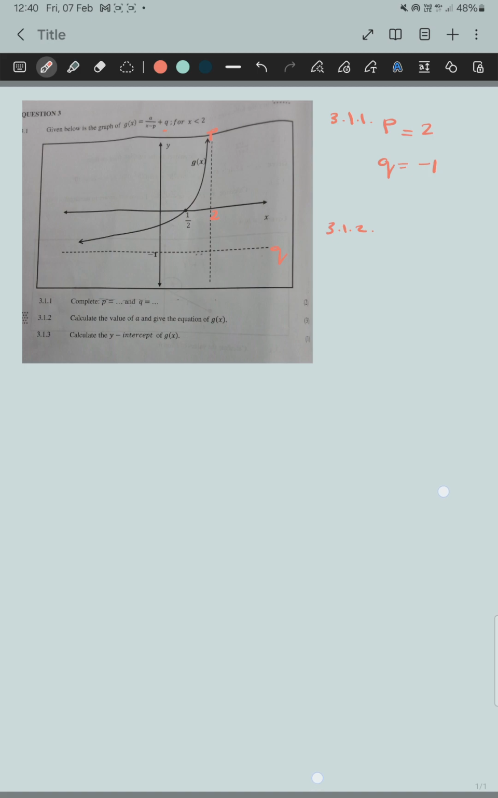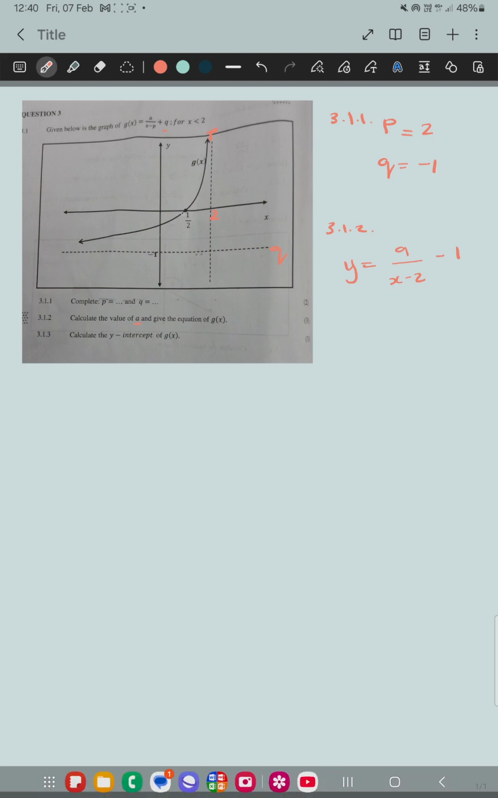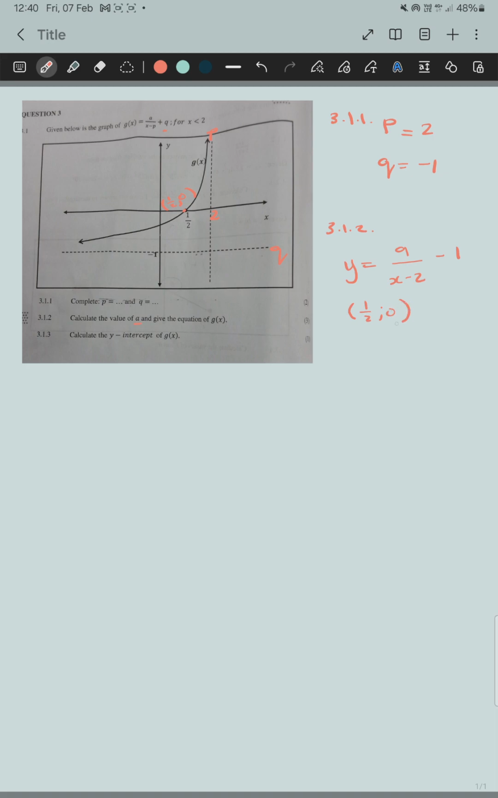3.1.2, the value of A. Let's first substitute our P and our Q into our equation. We have y or g of x equals A over x minus 2, minus 1. Then, how do you find the value of A? We look at any other point we are given that can fill our x and our y. We are given this point. This is our x-intercept. It's a half and 0. So we are given a half and 0 that we are going to substitute into our equation.